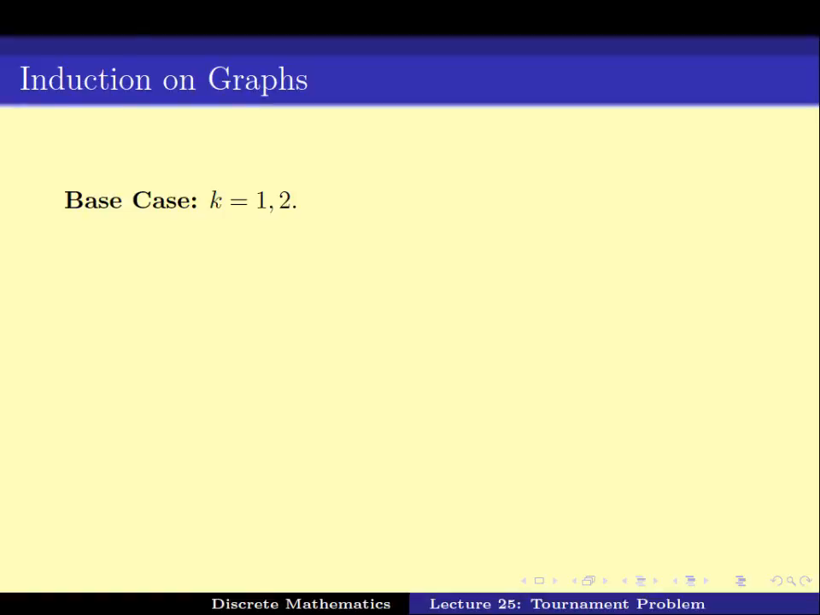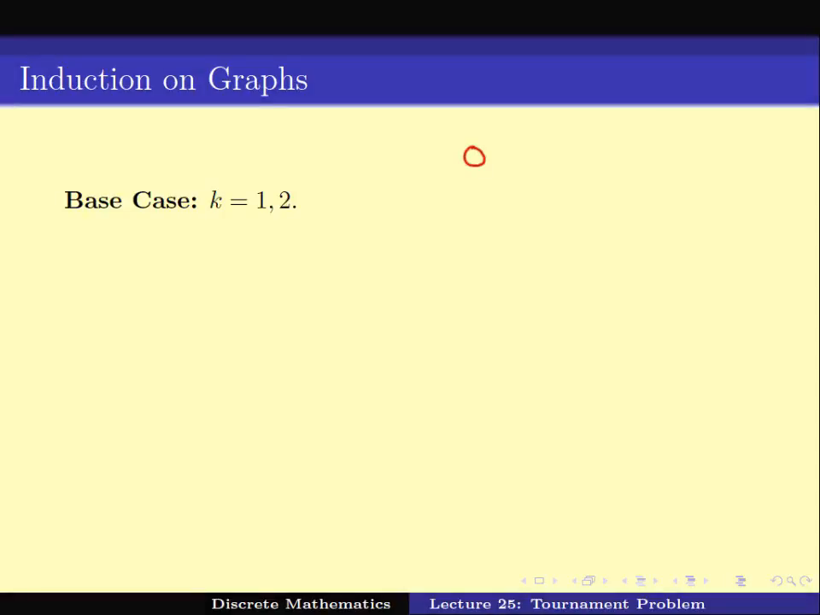For k equals 1, I have only one vertex. It doesn't make any sense. For k equals 2, I have two vertices, and of course there is an edge from one to the other, and hence I have a Hamiltonian path. So it's a pretty easy thing. The base case here in both the cases is pretty easy. So this is a Hamiltonian path. I just have to number this one as 1 and this one as 2, and we get this. Right.